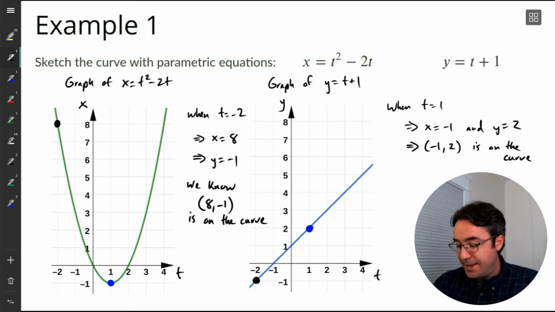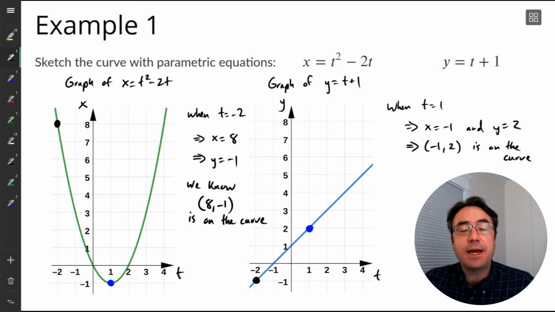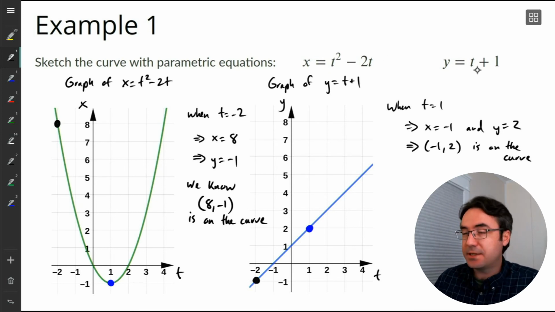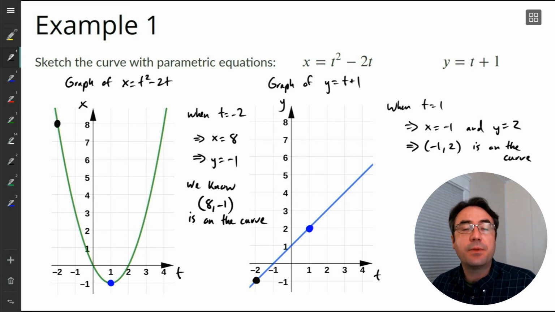All right, so this is really the idea behind parametric curves, is that we have two equations, x and y, x as a function of time, y as a function of time. And to actually see what the parametric curve looks like, we're just plugging in different t values into each of these and plotting the corresponding points.